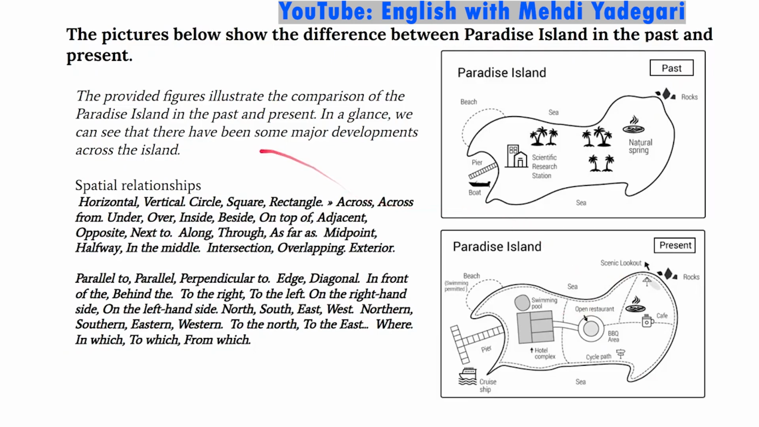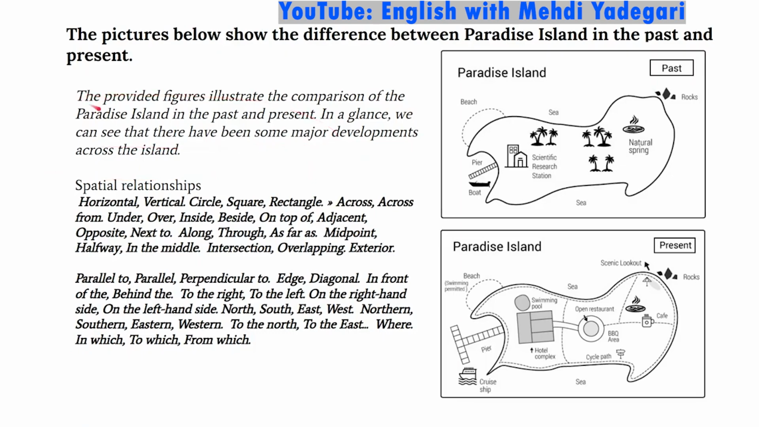Regardless of that, we have the introduction. Now, just a reiteration, the introduction includes paraphrasing of the prompt and the overview. Here, I've provided an introduction saying that the provided figures illustrate the comparison of the Paradise Island in the past and present. So this is the paraphrasing. In a glance, we can see that there have been some major developments across the island. So this whole thing is our introduction.